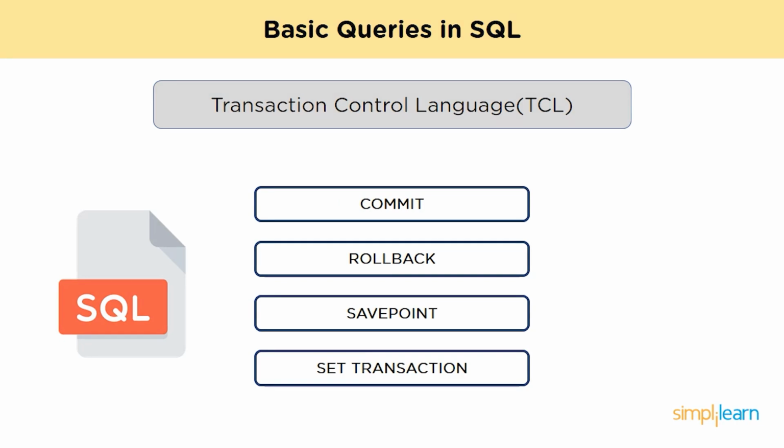Rollback command rolls back a transaction in case any error occurs. Savepoint sets a savepoint within a transaction. Set transaction specifies characteristics for the transaction.